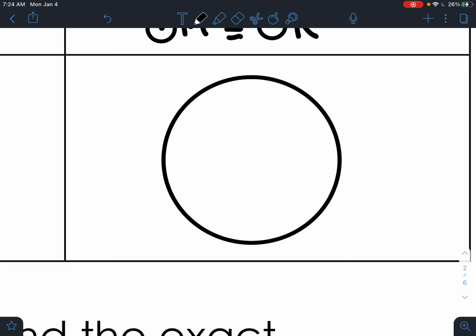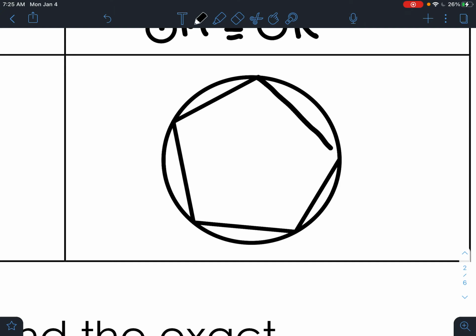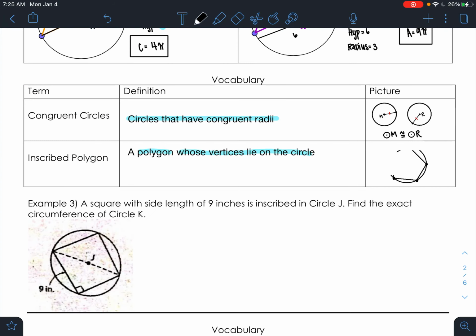So if I wanted to inscribe, let's say, a pentagon, a 5-sided figure, all 5 vertices have to be on there. So I would have to go ahead and put this segment. So right now I'm at 2 sides, 3 sides, 4 sides, and then 5 sides. And if you notice, all 5 vertices lie on the circumference of that circle. So we would say that that pentagon is inscribed inside that circle.